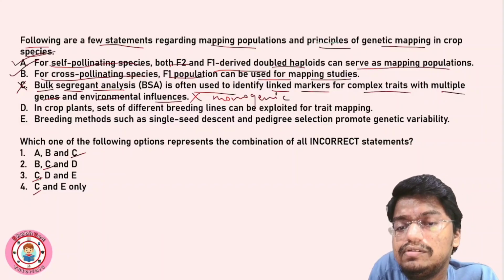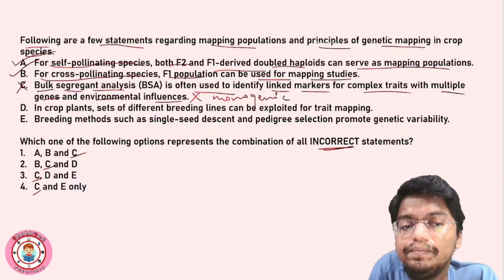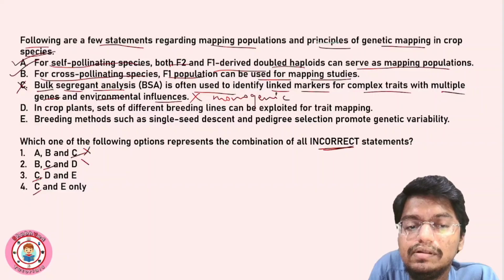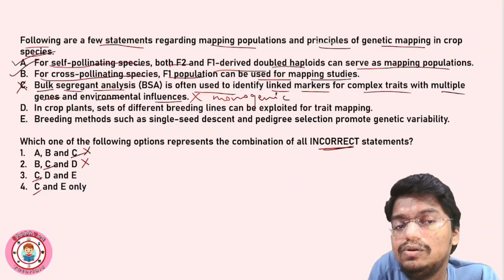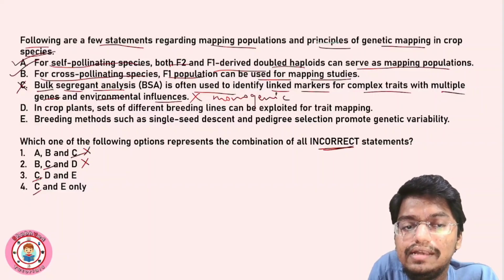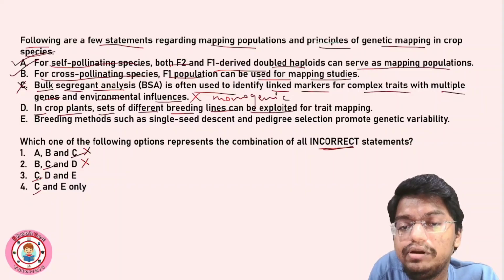We have to choose the incorrect statement. A is also correct, eliminate this. Okay. Next, in crop plants, sets of different breeding lines can be exploited for trait mapping. Correct.